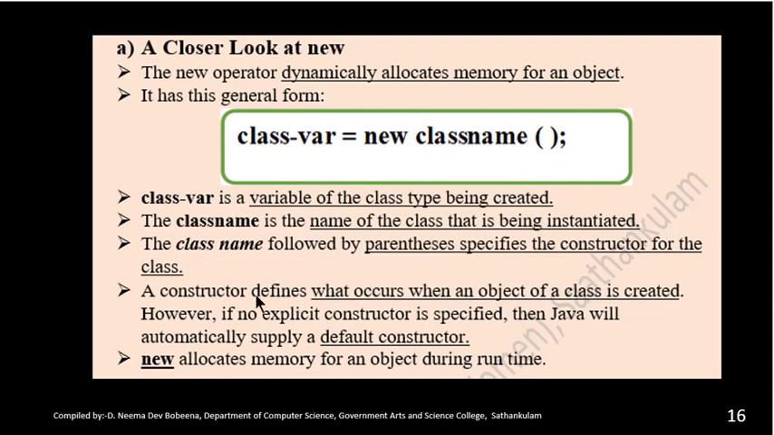What is a constructor? A constructor defines what occurs when an object of a class is created. When an object of the class is created, the constructor will get invoked. If no explicit constructor is specified, then Java will automatically supply a default constructor. The new operator allocates memory for the object during runtime.